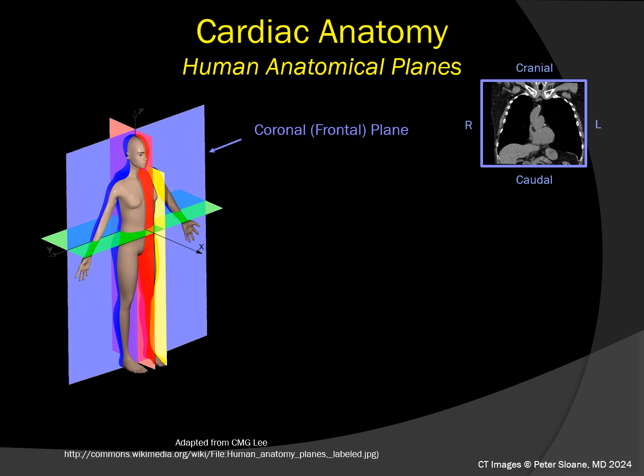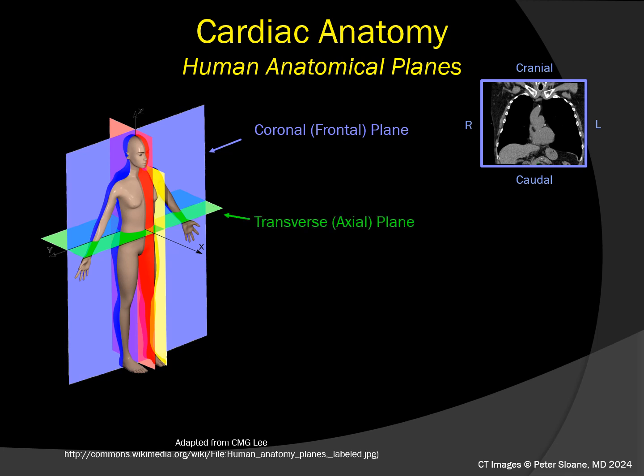The image is oriented so the person's right is on the left and left is on the right, a mirror image, so to speak. In this view, the direction towards the head, which is termed cranial, is at the top, and direction towards the feet, which is termed caudal, is at the bottom.